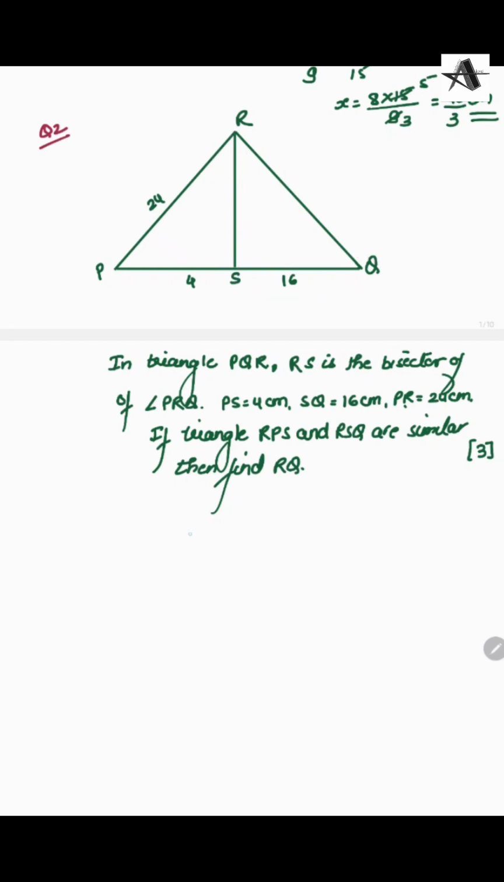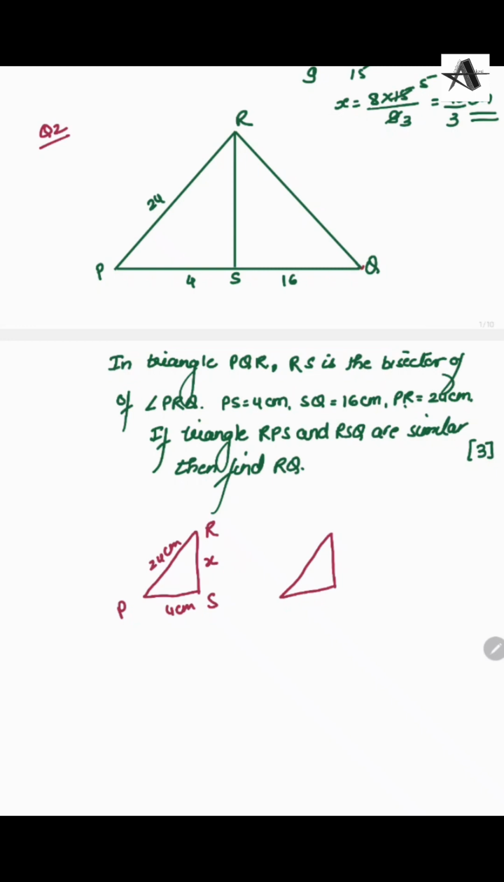See, let me draw this one here. This is SRP. This is 4 centimeter. This is 24 centimeter. Let's say this be X. And this SRQ, let me think of it as like this.